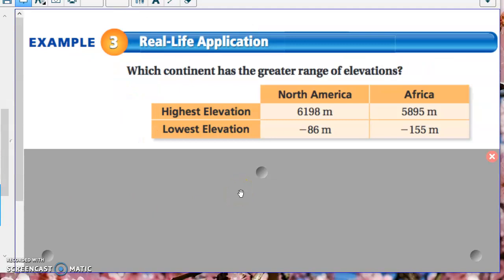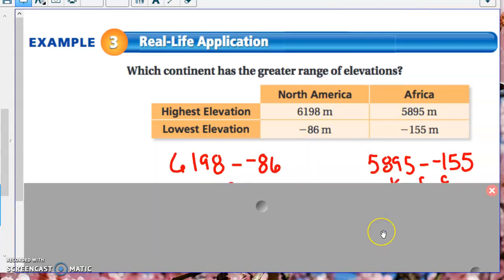Okay, a real world application for this one. Which continent has the greater range of elevations? In order to find the range, you subtract the highest from the lowest. So I'm really going to have two subtraction problems here. This number minus this number, and then this number minus this number. So each problem is going to look like this, which means they're both subtracting integers.